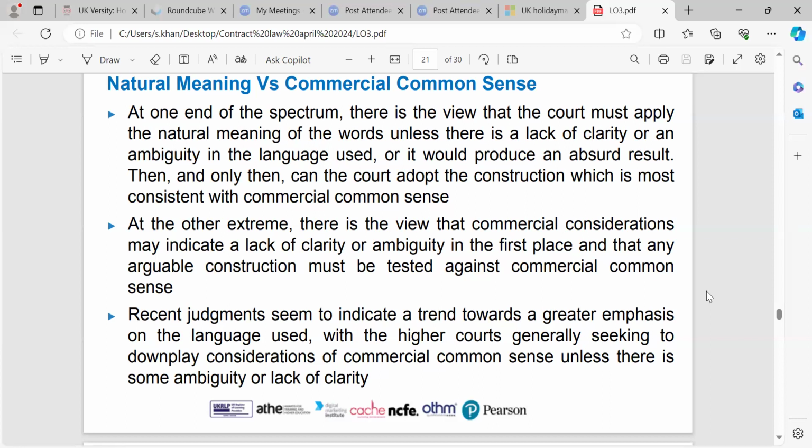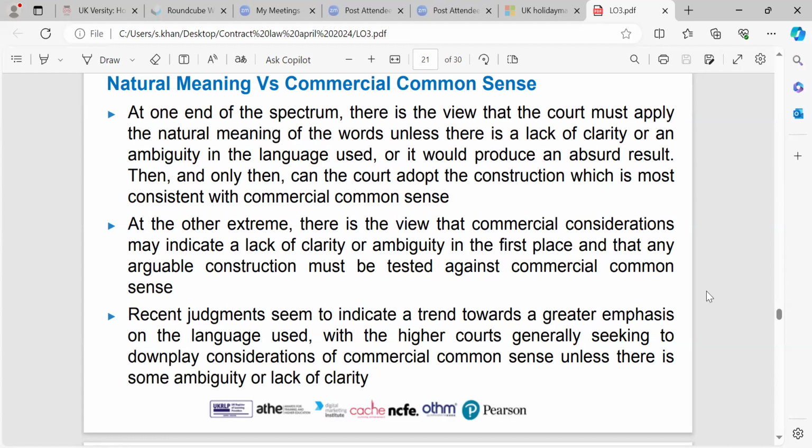In recent years, there's been a shift, as we just mentioned, in the importance of commercial common sense when interpreting contractual terms. However, the Supreme Court has now made it clear that the starting point is the natural meaning of the language used. Commercial common sense cannot be relied on to undervalue the importance of the language of the provision which is to be construed. Courts will be slow to reject the meaning of the provision simply because one of the parties made a bad bargain. It is not for the court to improve the positions of the parties by rewriting the contract.